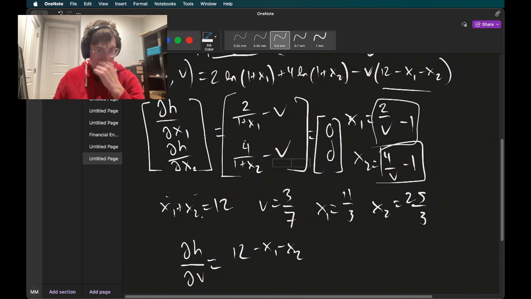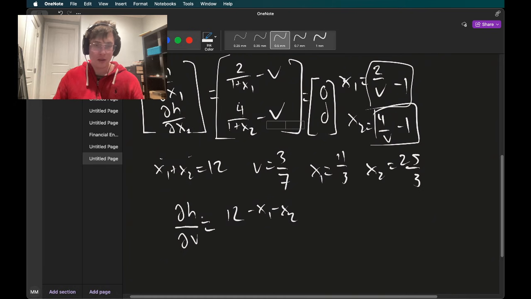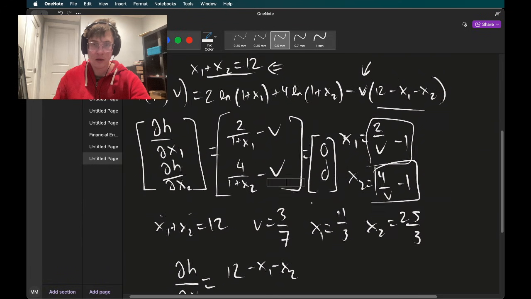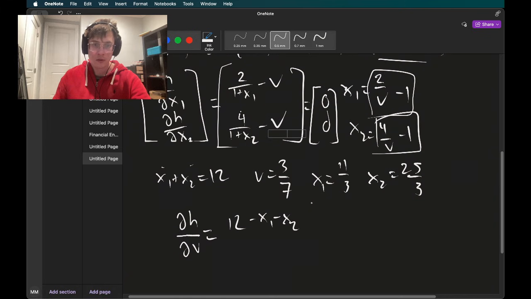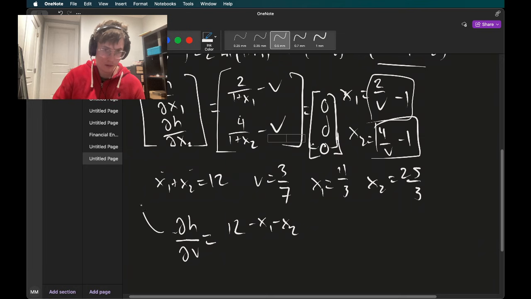So then, if we found a maximum for this function, then the slope with respect to v should be 0, right? So that's why this sort of works, right? If we're finding the place where all three of these are equal to 0, we can include this as part of here.